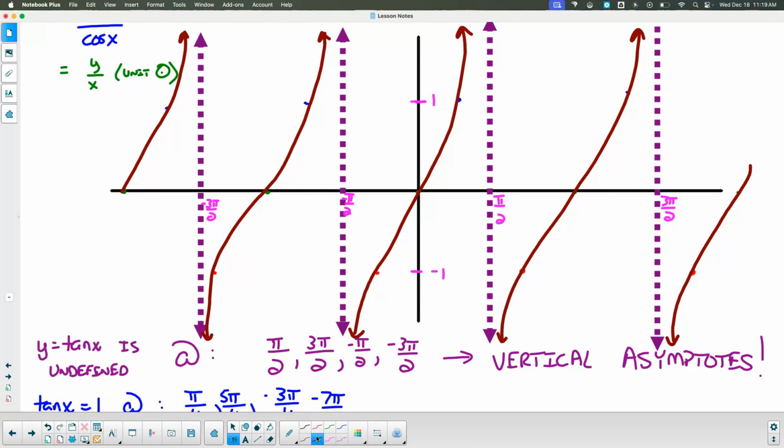Drawing these vertical asymptotes. Important, not important? Which one? Gotta have them on the graph. You gotta have your vertical asymptotes on the graph. Okay. All right. Questions, comments, concerns, clarifications?